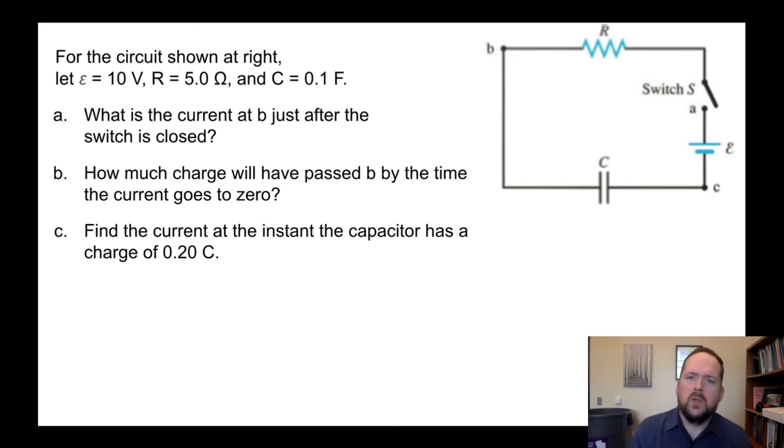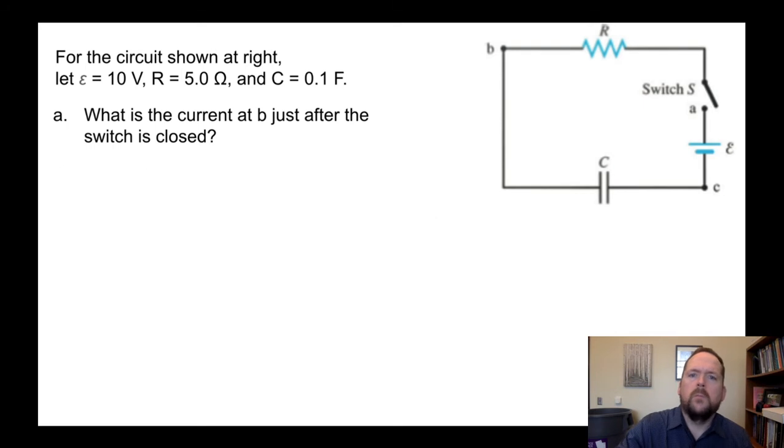All right, let's go ahead and figure those things out. So the first one, the current at B just after the switch is closed. Recall that in both the charging and discharging circuits you observed, you get the maximum amount of current after the switch is closed. And you can use Kirchhoff's ideas to help explain this.